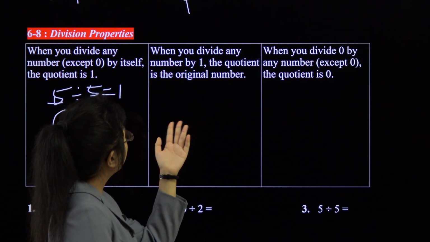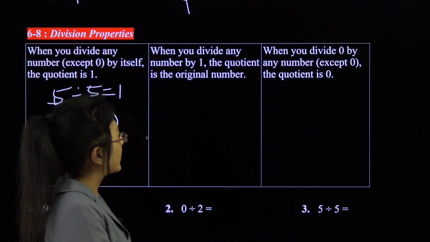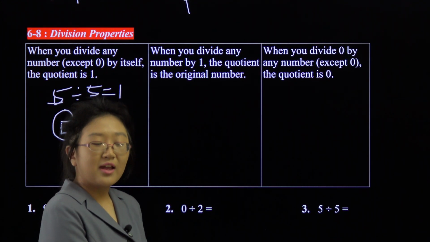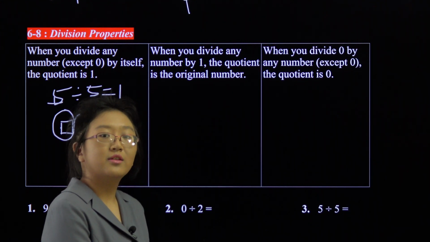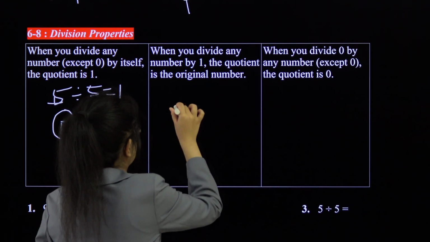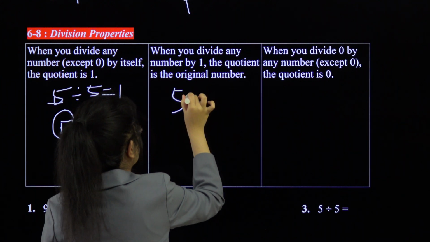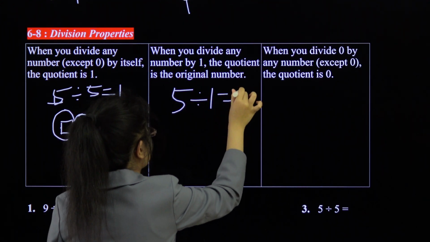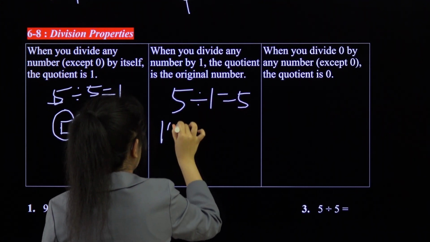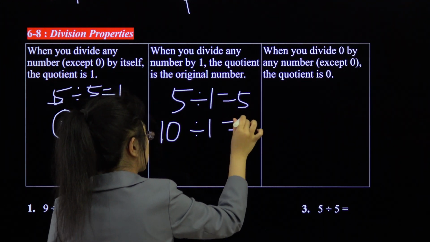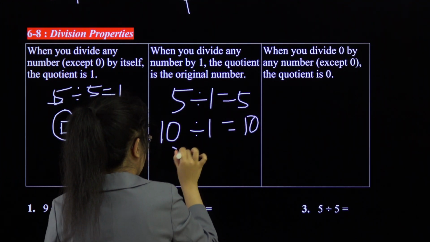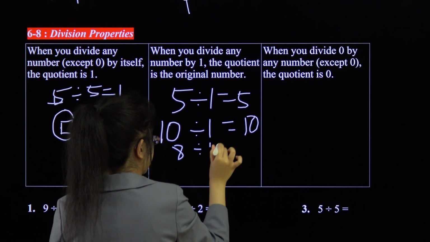When you divide any number by 1, the quotient is the original number. This is like the identity property, except, well, addition. 5 divided by 1 equals 5. 10 divided by 1 equals 10. 8 divided by 1 equals 8.